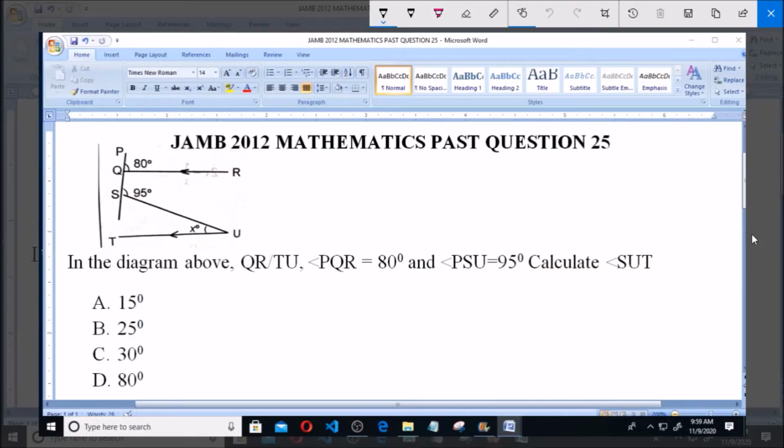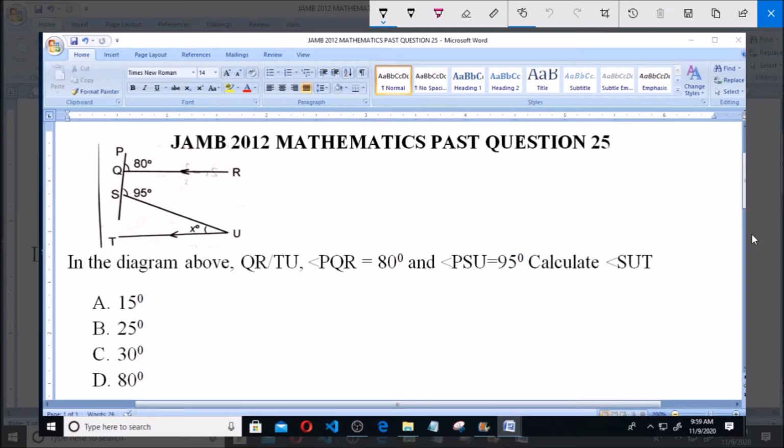I will be answering JAMB 2012 Mathematics Past Question 25. In the diagram above, line QR and line TU are parallel. Angle PQR is equal to 80 degrees and angle PSU is equal to 95 degrees. Calculate angle SUT, which is X.